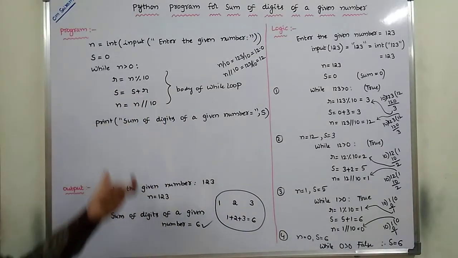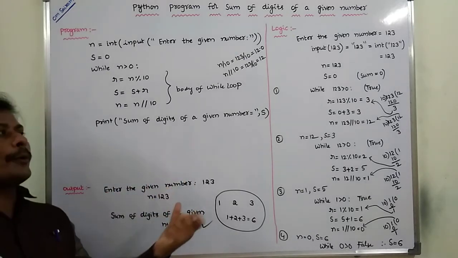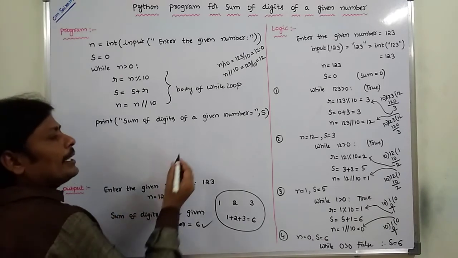Okay. So this is the program for finding the sum of digits of a given number. For example, if we enter the given number 1234, then what is the result we are getting? 1 plus 2 plus 3 plus 4, that is equal to 10 we are getting. Okay. So this is the program for sum of the digits of a given number.